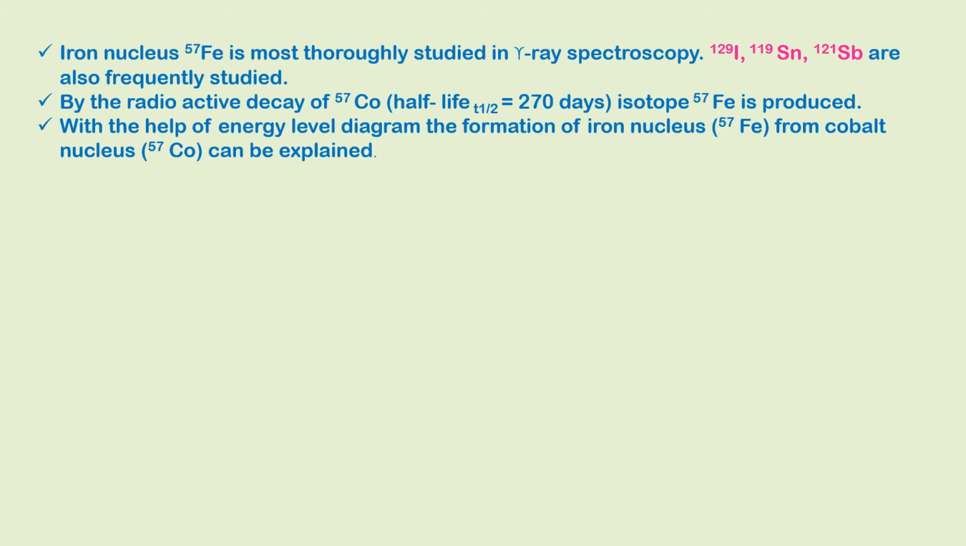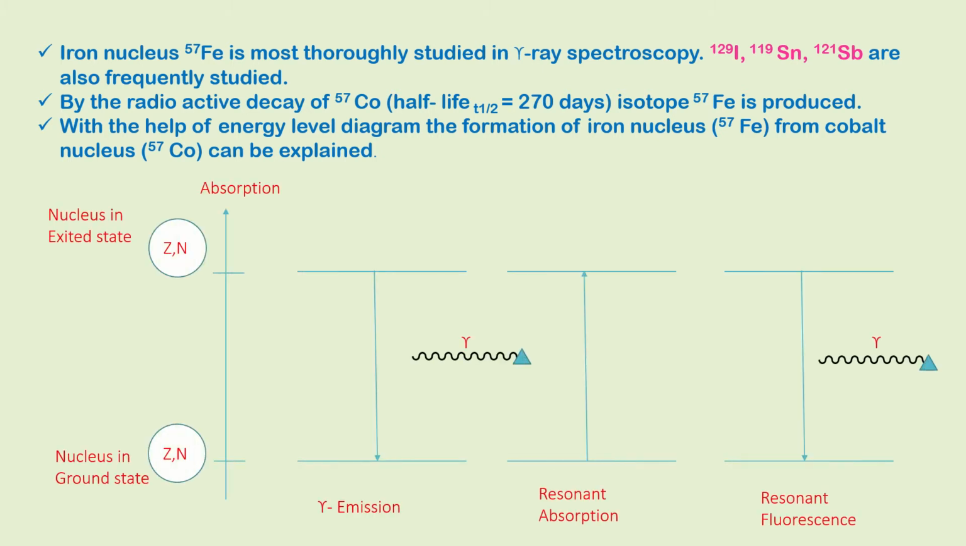Okay, this can be explained with the help of this diagram. In this diagram, the nucleus in the ground state having Z and N absorbs the gamma ray and goes to an excited state having the same number of Z and N. That means here the electron capture process is done. That is gamma emission, which can be absorbed by resonance, and fluorescence resonance is there.